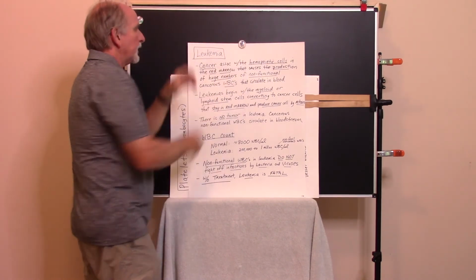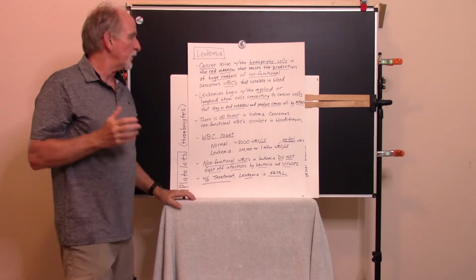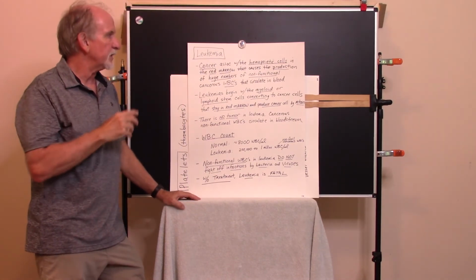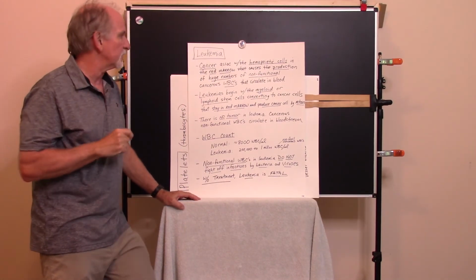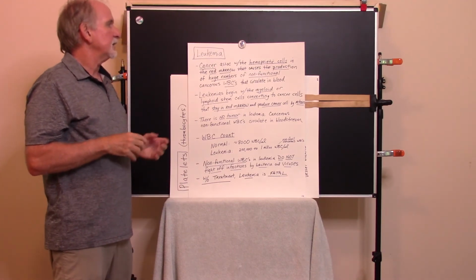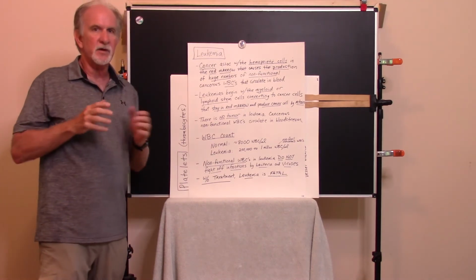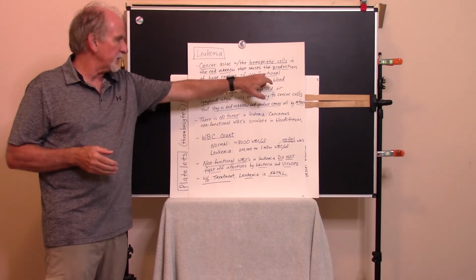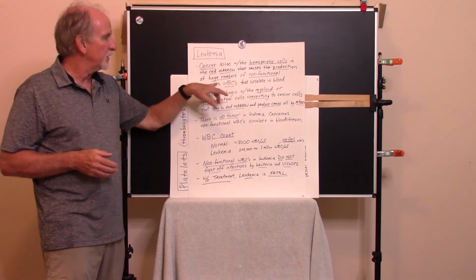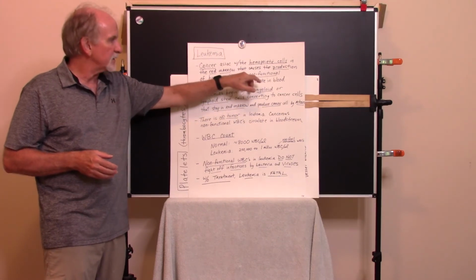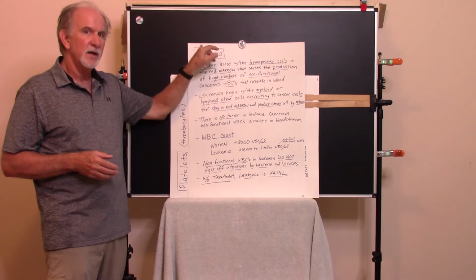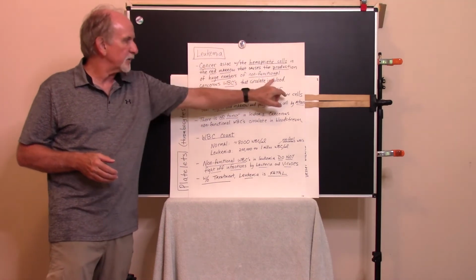So let's talk a little bit about leukemia before we move on from white cells. Leukemia is a type of cancer associated with the hemopoietic cells in the red marrow. And this is a type of cancer that results in the production of huge numbers of non-functional cancerous white blood cells. And these non-functional cancerous white cells that occur in leukemia circulate in the blood.